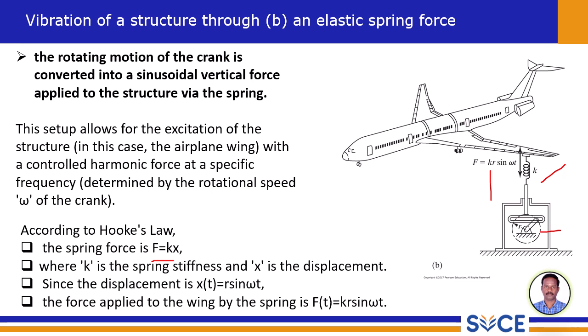Since the displacement generated by the Scotch yoke is a sinusoidal function of time, that is, the displacement x of t is r sine omega t, this gives us the force applied to the wing by the spring as a function of time. This demonstrates how the mechanical motion is translated into a controlled sinusoidal force applied to the structure through the elastic properties of the spring.